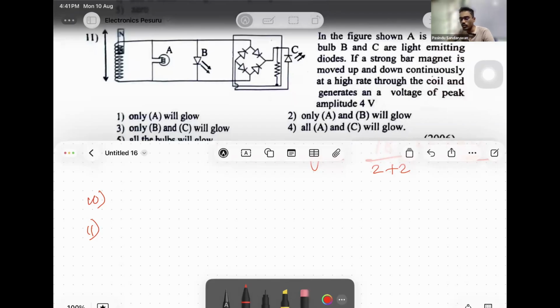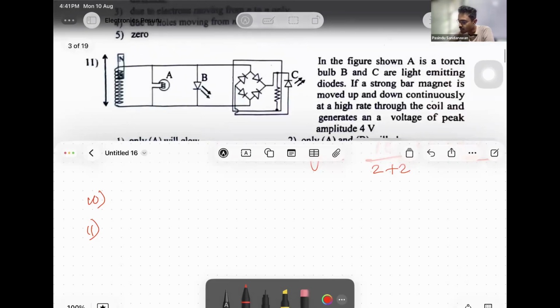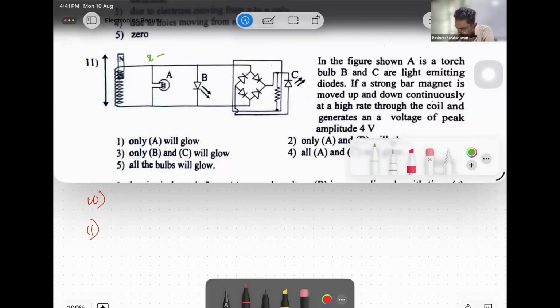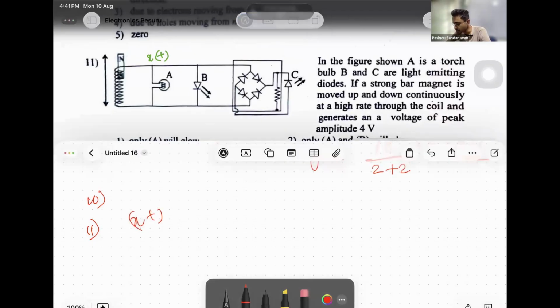Now we know from magnetic induction, when the magnet is moved up and down, the directions of the current generated are opposite, which means the current is going to change directions. Let's assume this terminal is x. When x is plus, A is going to glow. B is also forward biased, so B is also going to glow.